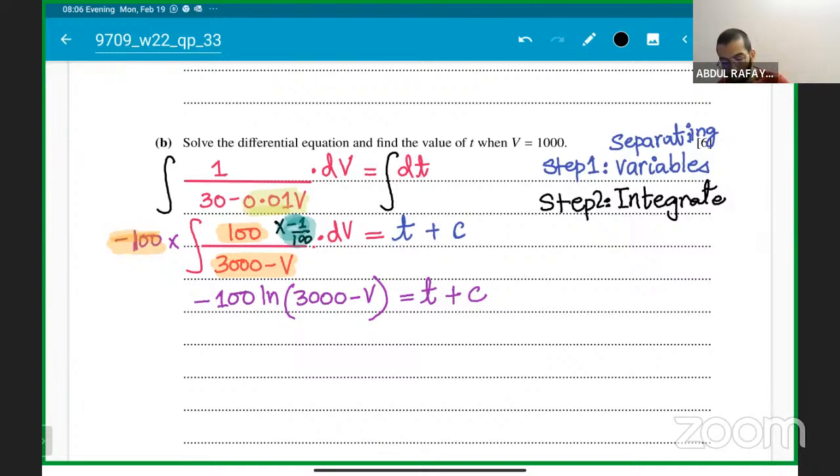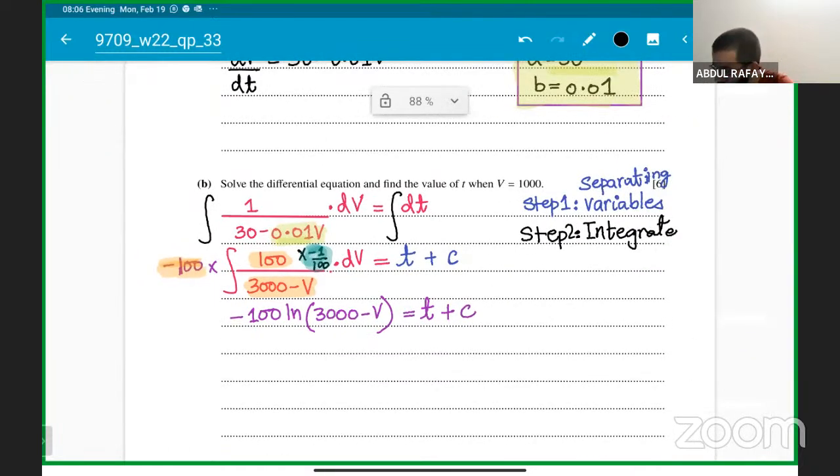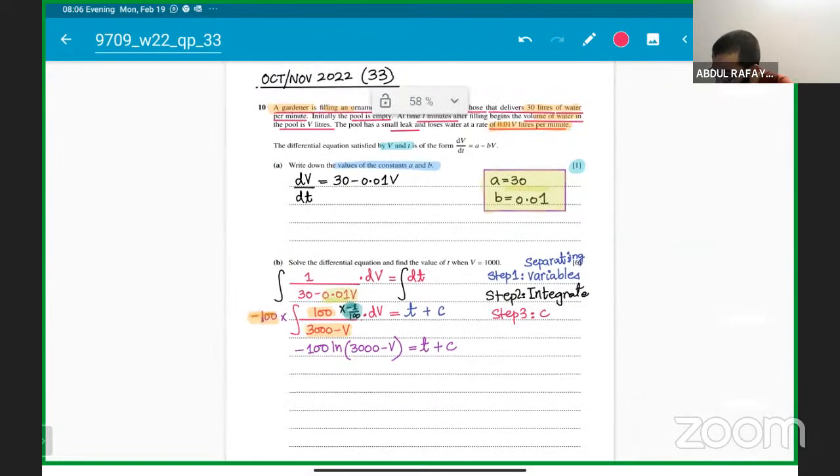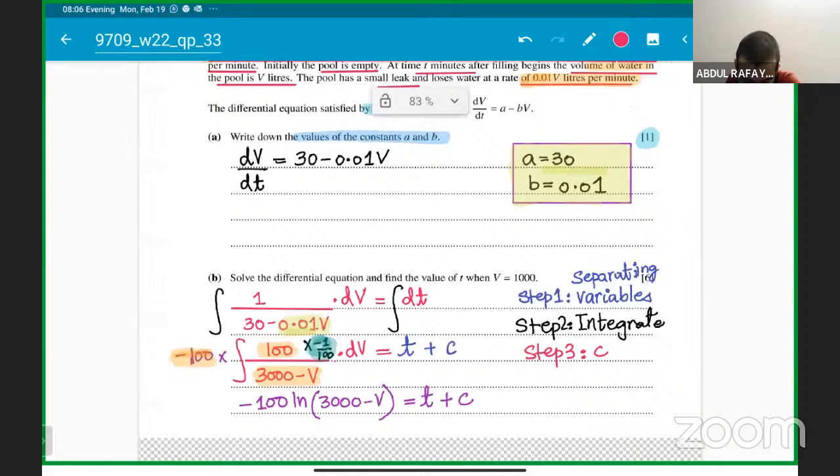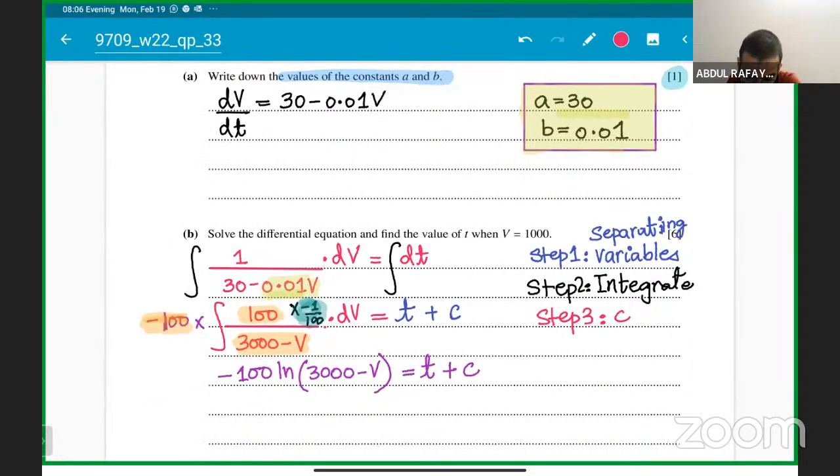Okay, so let's continue. Now we have got it in the form of the equation. So step number 3 is finding the value of C. How can we find the value of C? They have already given us that, and it's very clear as well. When the time is 0 minutes, the volume will also be 0, right? When time will be 0, volume will also be 0, right?